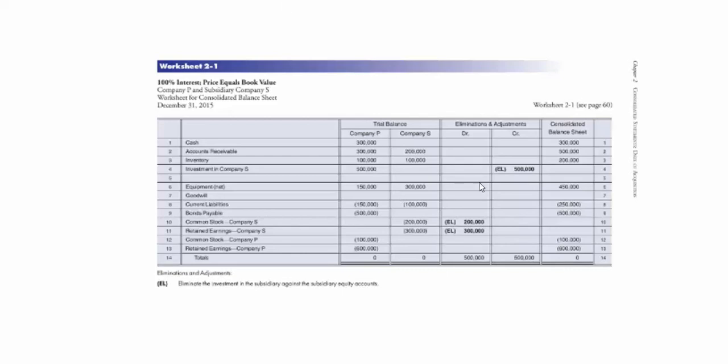So our eliminating entry means that we need to get rid of the investment and the stock, the equity side of Company S, because the assets and liabilities are going to be consolidated instead. So we're going to go across and get rid of the investment in S. This is a debit balance, so we're going to do a credit balance, and that will zero it out. Then we go across here, add those up, and we want to get rid of Company S's equity. So we're going to do a debit to get rid of the equity. See the negatives? That means those are credit balances. And when you go across, you see that they zero out.